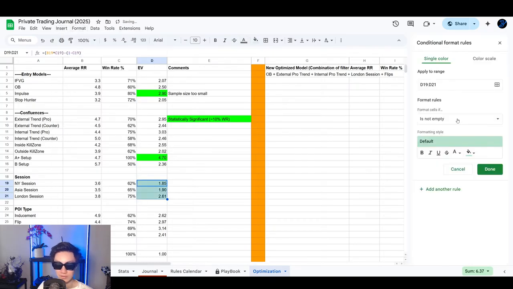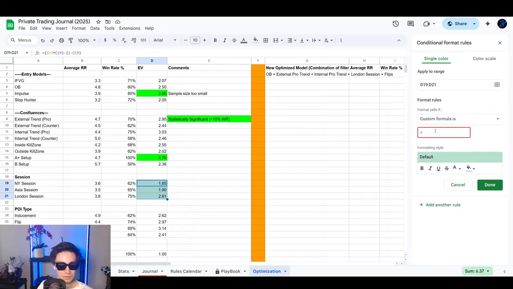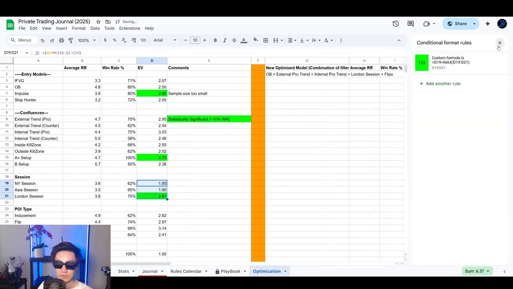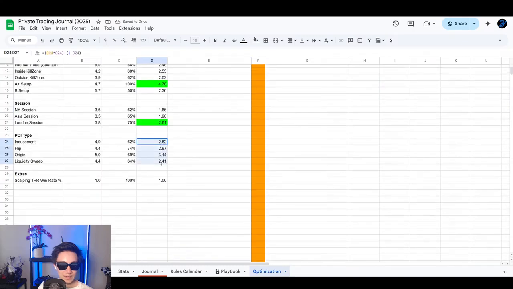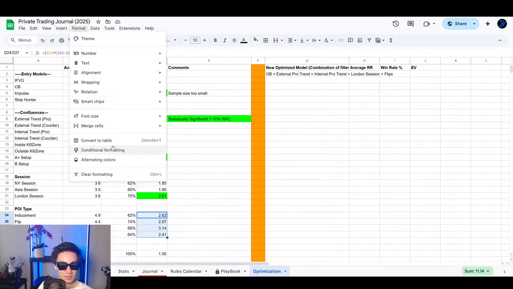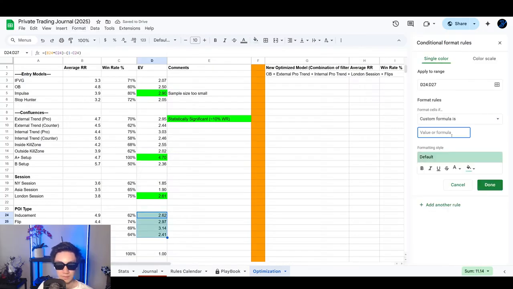And we have another conditional formatting. We'll do D19 equals max D19 or D21. There's that one, and then we have these. The last one, obviously, you don't need to pick from. That's just one data point. This will be D24 equals max D24 to D27.